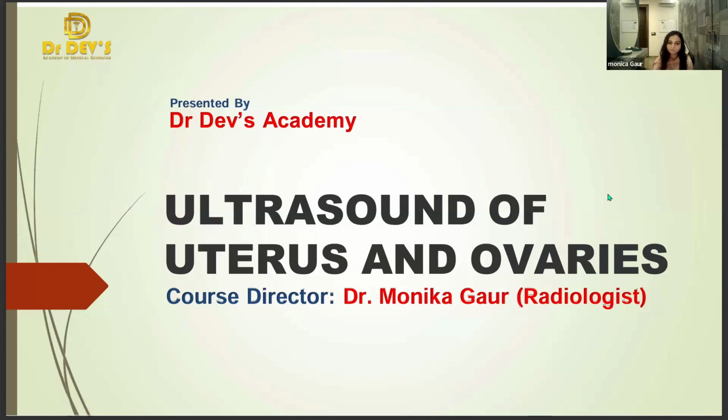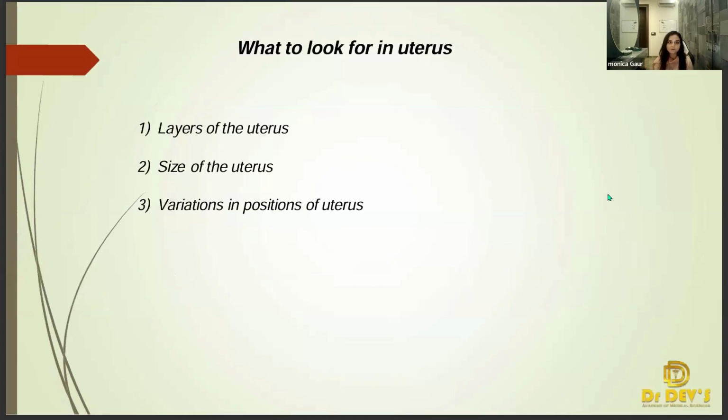So uterus. What to look for in uterus? What exactly do we look for in the uterus when we talk about the ultrasound of uterus? First of all, it is the layers of the uterus. Second, the size of the uterus, and third is the various positions of the uterus, all the variations which are present in the uterus, let it be retroverted, let it be anteverted. There are thousands of them. So yes, these are the things which we look for in the uterus when we start with the ultrasound.